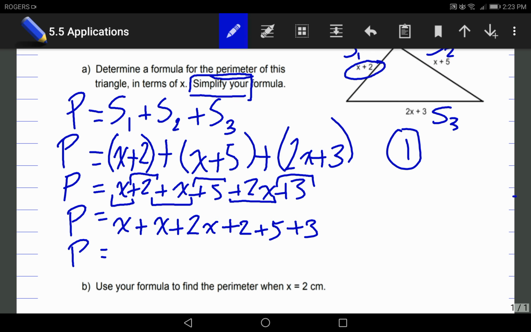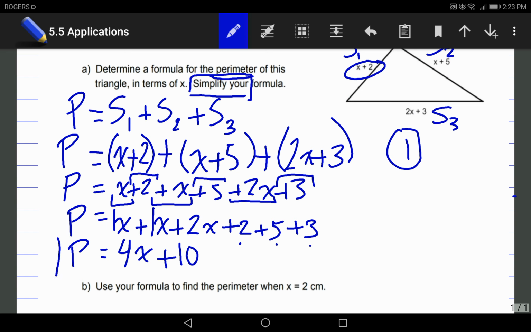Now let's just collect. So we have x plus 2x. Remember that there is a 1 in front of each of these x's. In case you forgot, write them in. So we have 1 plus 1 plus 2. That is 4 x's altogether. And 2 plus 5 plus 3 is 10.